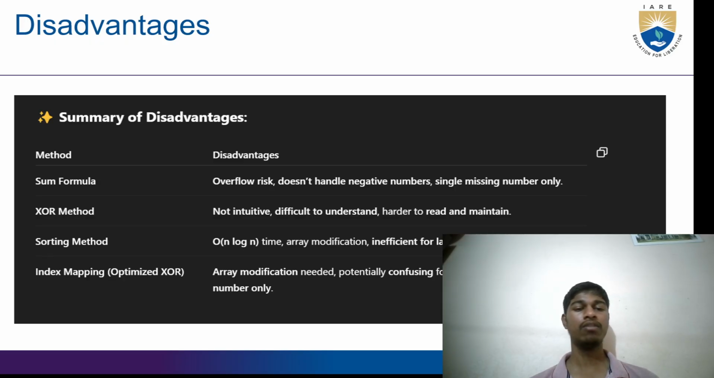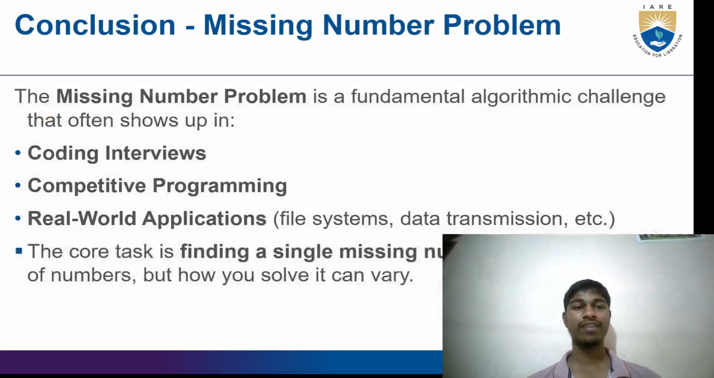Disadvantages. The sum formula has overflow risk, doesn't handle negative numbers, and handles single missing numbers only. The XOR method is not intuitive, difficult to understand, and harder to read and maintain. The sorting method is O(n log n) time, modifies the array, and is inefficient for larger data sets. Index mapping needs array modification, repetition is confusing for beginners, and it handles single missing numbers only.